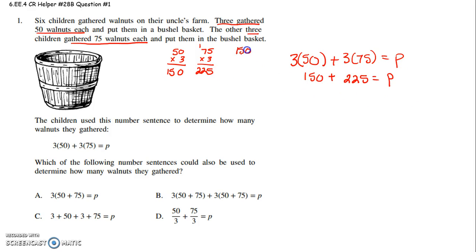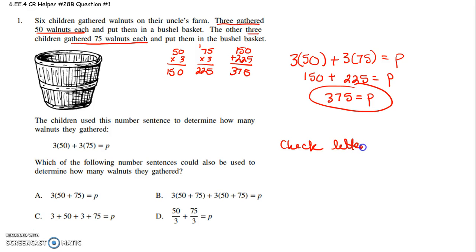So now I'll take 150 plus 225. 5 and 2 is 7. 1 and 2 is 3. So they gathered 375 walnuts. So now I'm just going to check letter A, letter B, letter C, letter D. Let's find out which one works.